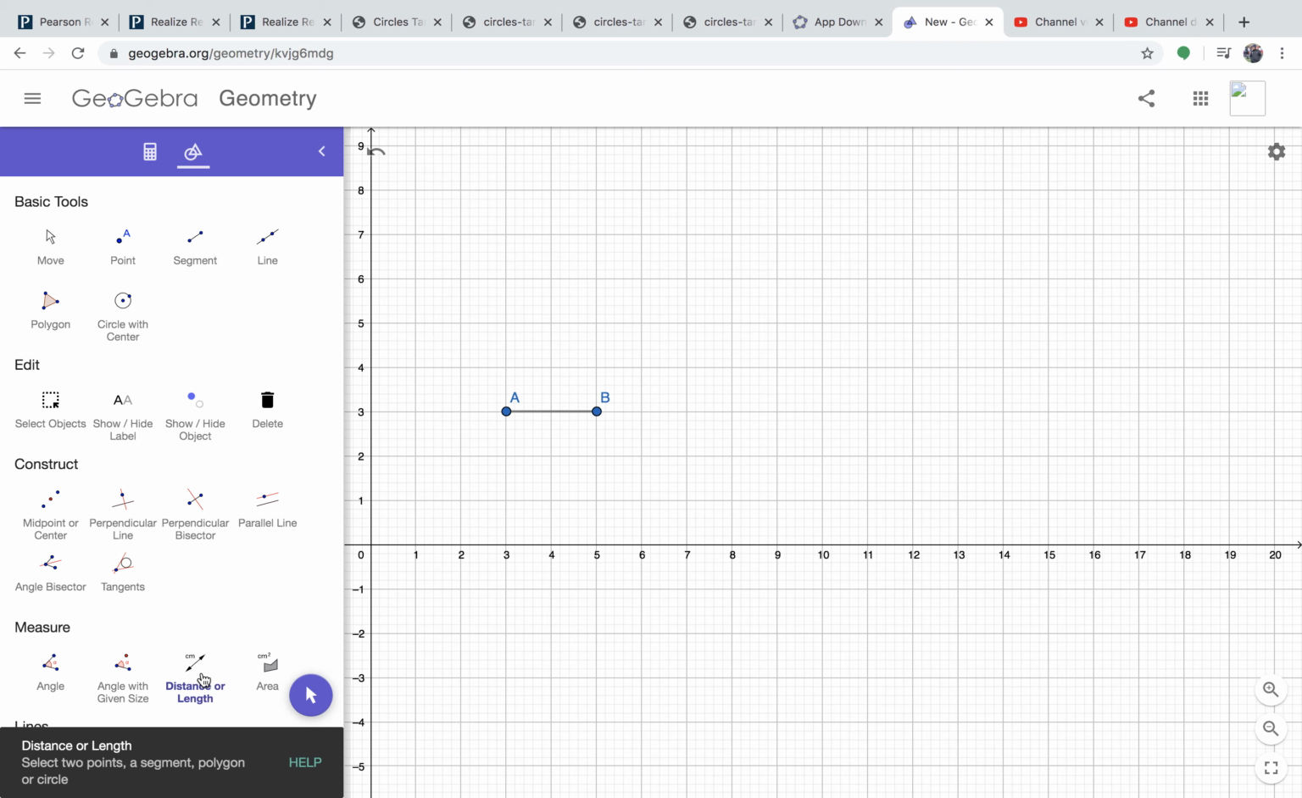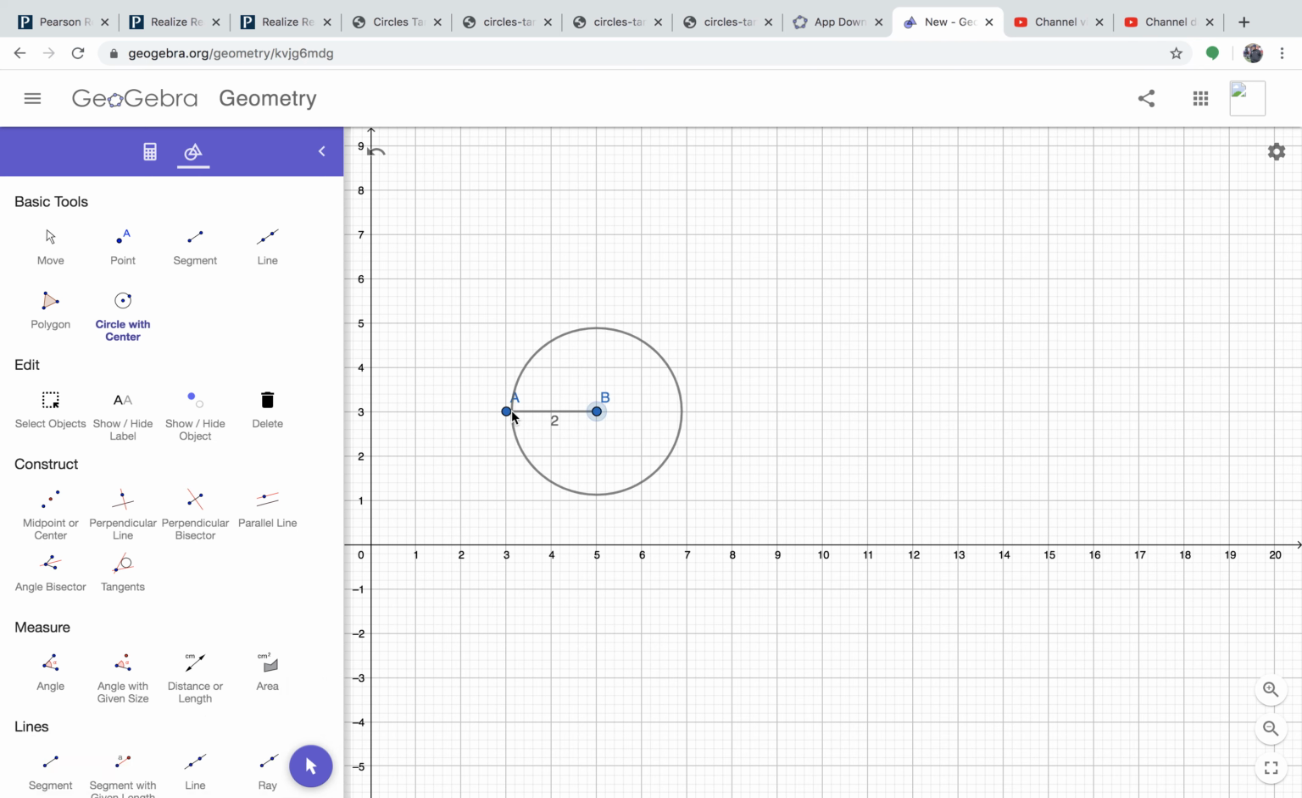So I'm going to select the one that says distance on the left, and I'm going to select the line that says 2 units. From here, this is going to be my radius, right? Again, the radius is just a line segment. It goes from the center of the circle to the edge of the circle. So I'm going to use this line segment to create my circle. I'm going to start at B, and I'm going to drag to the edge of the circle, and it's at A.